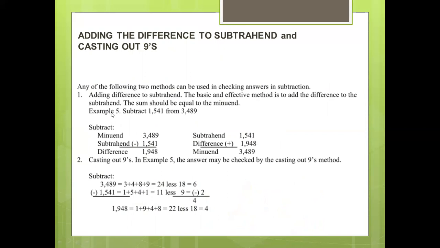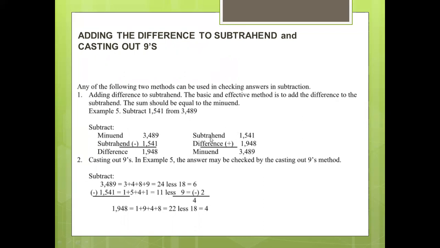So we have here example number 5. We will be subtracting 1,541 from 3,489. If we use our calculators, it will be so easy, and we will have a difference of 1,948. So in mathematical terms, here is our minuend, 3,489, and our subtrahend, which is 1,541. So this is our minus sign, and the answer is 1,948, which is our difference.